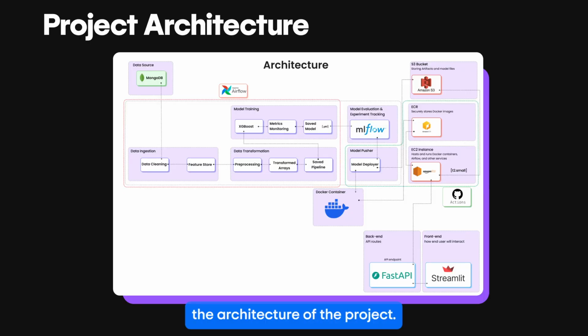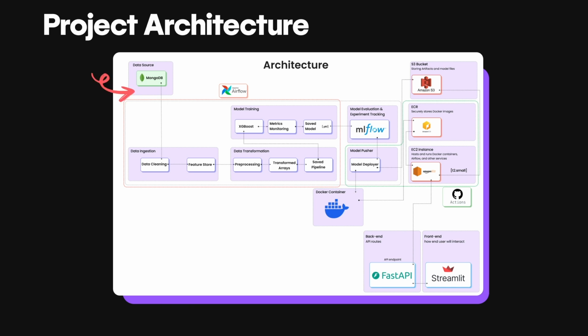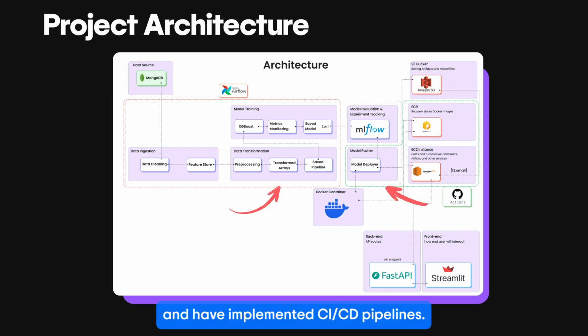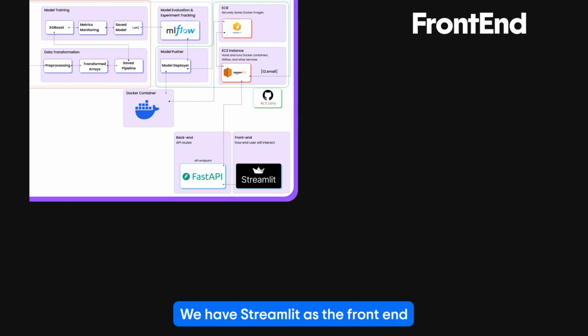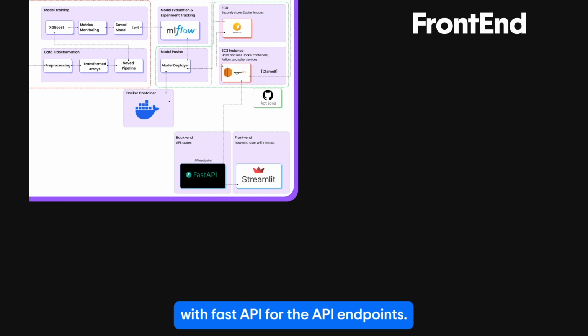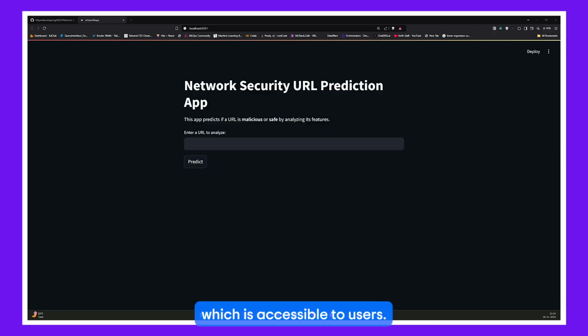Here you can see the architecture of the project. As you can see, we are using a dataset from MongoDB and have implemented CI/CD pipelines. I will explain more about that later. For now, let me show you the front end, which is the main part users will interact with. We have Streamlit as the front end with FastAPI for the API endpoints. This is the Streamlit app, which is accessible to users.